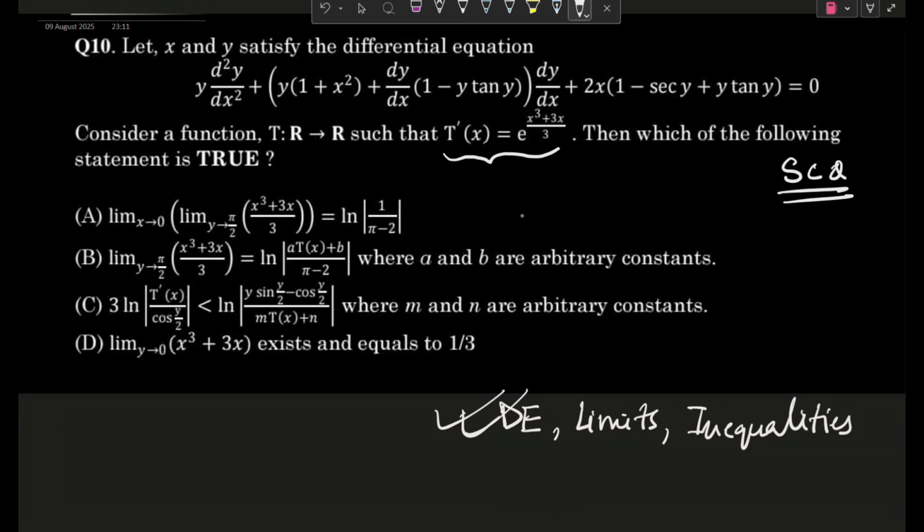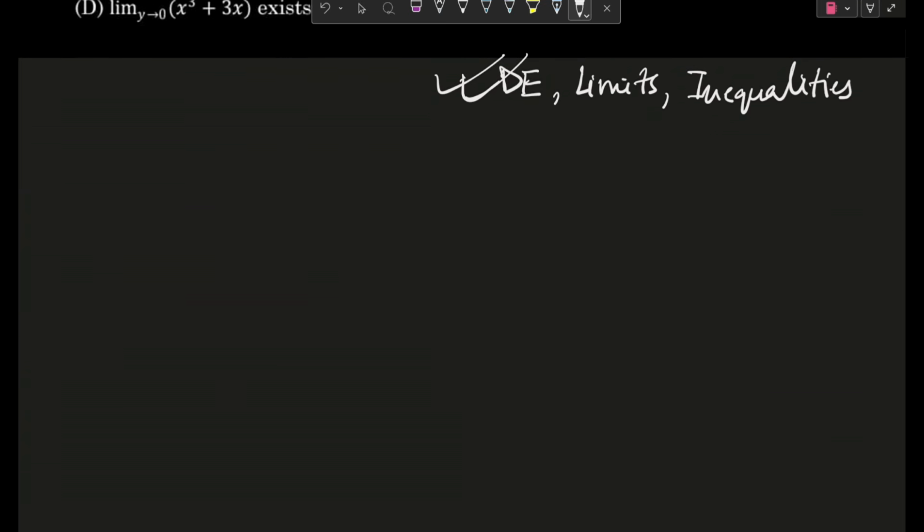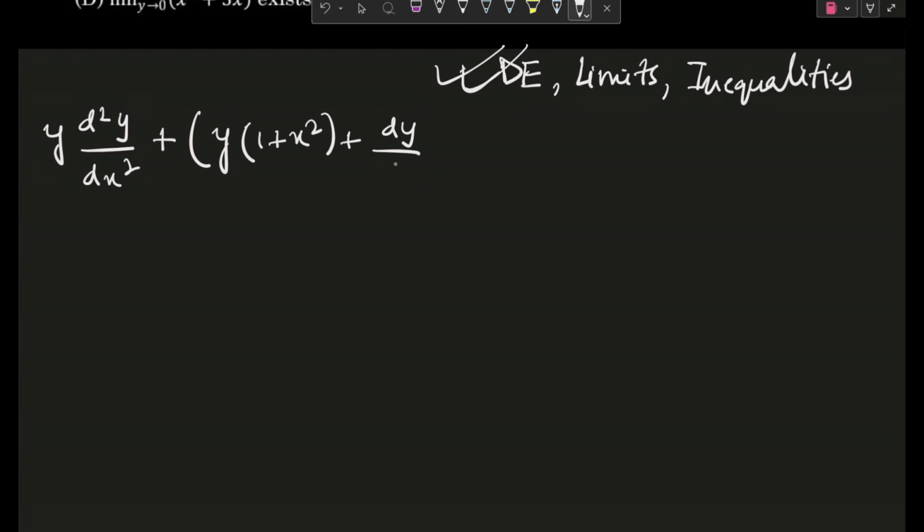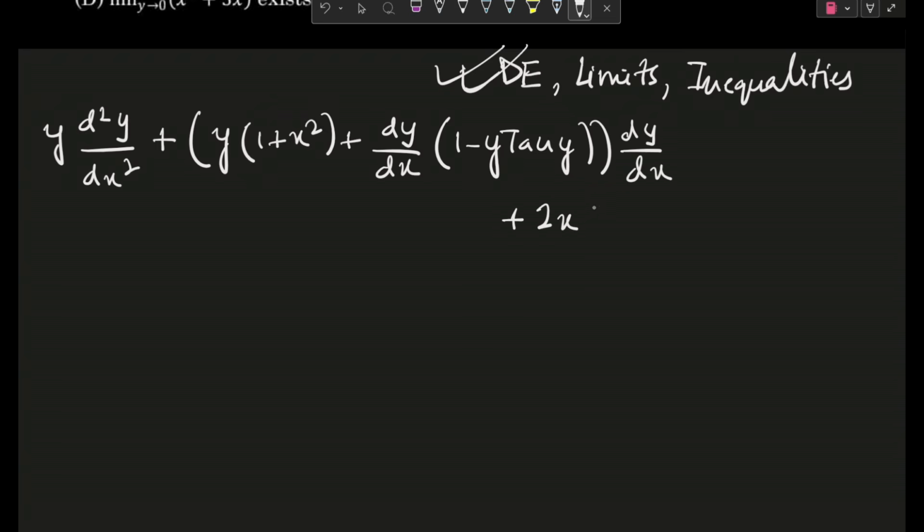First things first, before doing anything, we have to solve this differential equation. I will take 3 or 4 seconds of your time, because I'm going to write the complete differential equation here. It's important. Basically, it is y times d2y by dx2 plus, in a bracket, y times 1 plus x square, plus dy by dx times 1 minus y tan y, and this is again whole multiplied by dy by dx, plus 2x times 1 minus secant y plus tan y. This thing is given to be equal to 0.